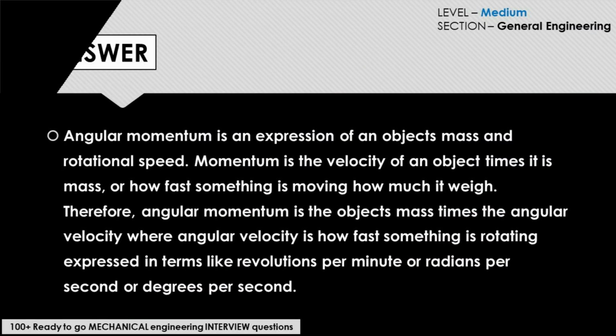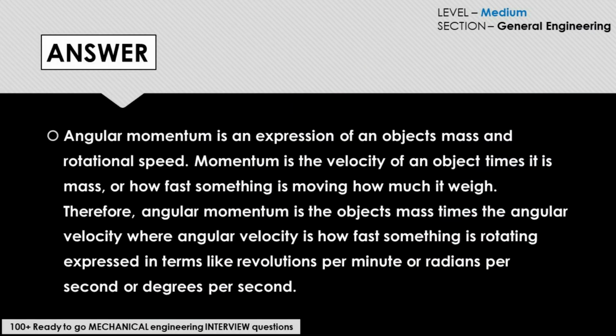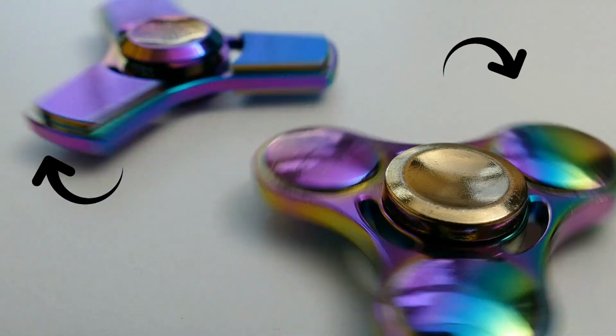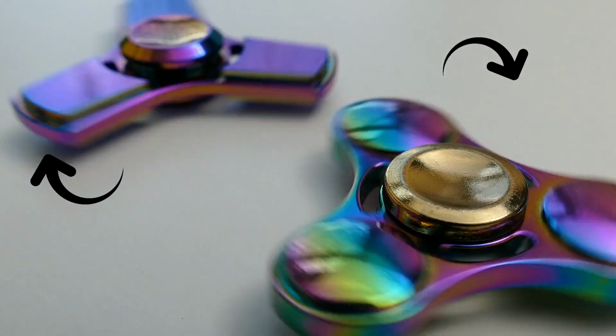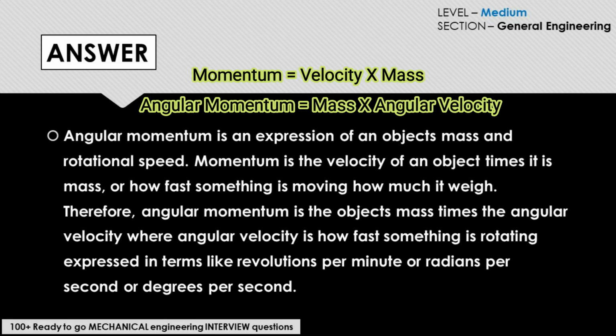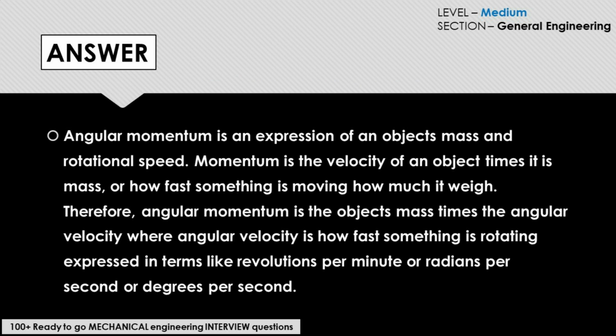So the answer to this particular question would be: angular momentum is an expression of an object's mass and rotational speed. Momentum is the velocity of an object times its mass, or how fast something is moving, how much it weighs. Therefore, angular momentum is the object's mass times the angular velocity, where angular velocity is how fast something is rotating, expressed in terms like RPS or revolutions per minute or revolutions per second.